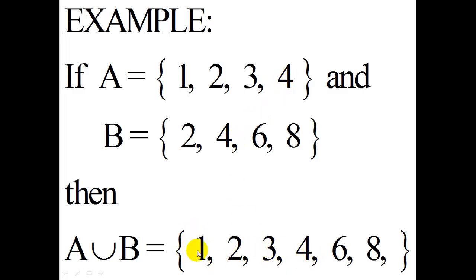Normally, it's done in ascending order, that is from the least to the highest. So with the union of sets, we only combine the two sets in ascending order from the least to the highest. But take note, repetition is ignored.